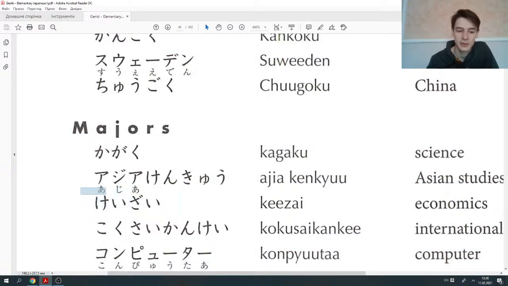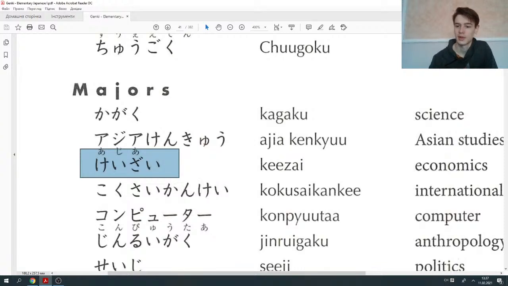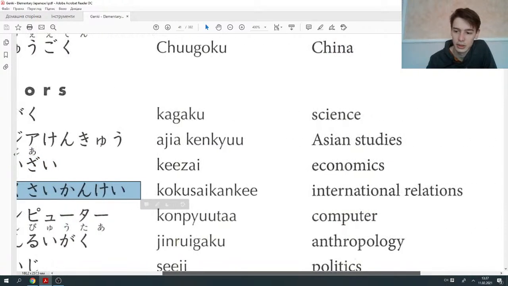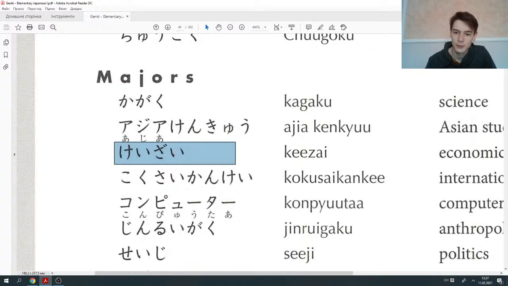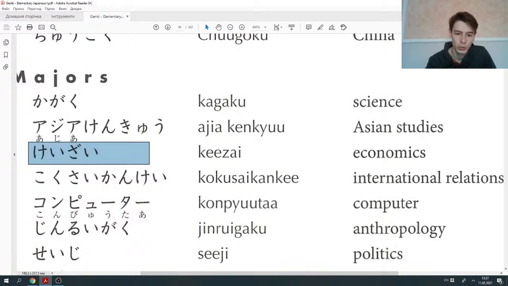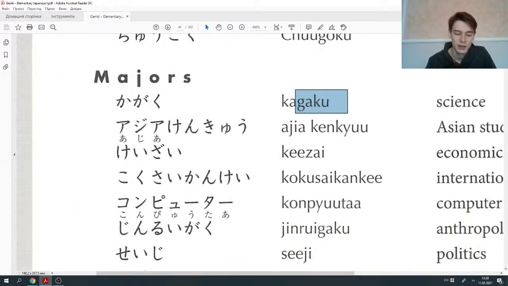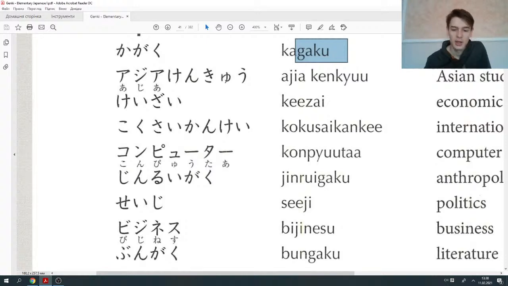Actually, I have a friend whose surname is like that. He's quite a sayful person. Okay, so then we have kokusai kankei, international relations. Computer. Oh, I won't learn all of those words. Hopefully I will need keizai, so economics. I think it will be Asia kenkyu. It's quite simple. Jinruigaku, daigaku. So gaku must mean science, something like that. Teach, learn, I guess.